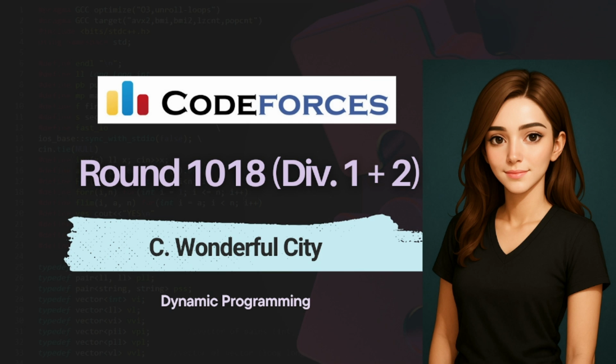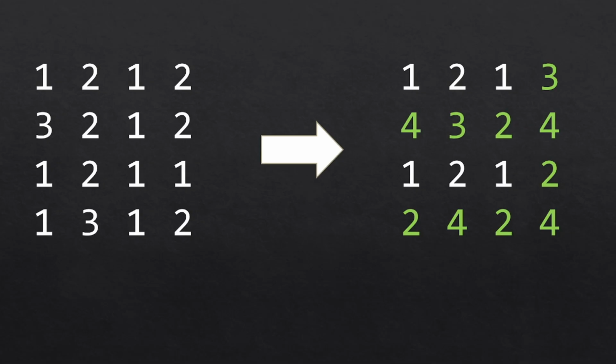Today, we are solving Codeforces round 1018, Problem C, named Wonderful City. In this problem, we're given a grid of numbers, and our goal is to transform it into a state where no number is equal to any of its neighbors. That includes the cells directly above, below, to the left, and to the right.